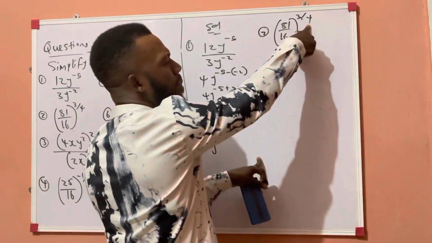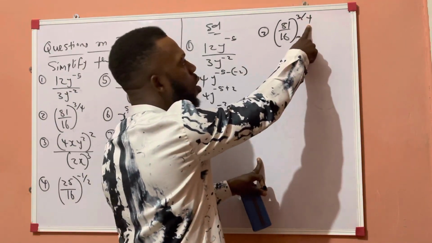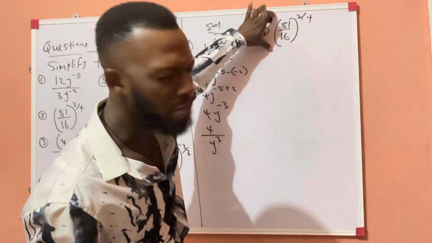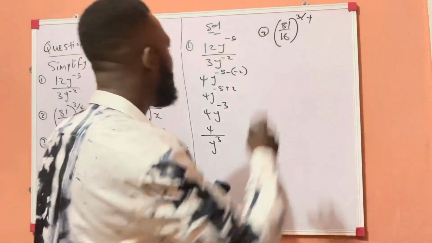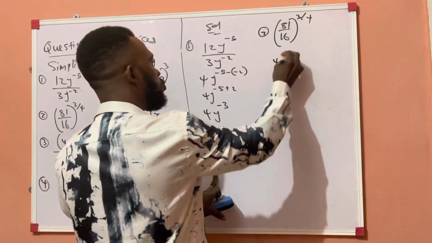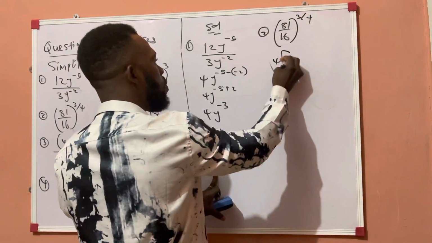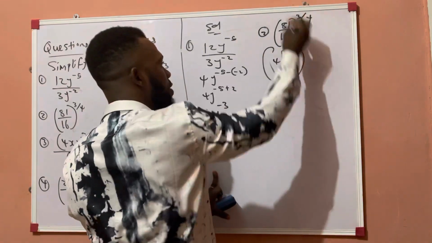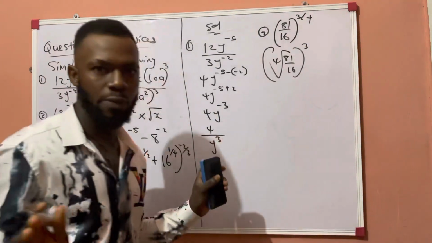Now, automatically my denominator is 4. So it becomes the 4th root of the base. Now you will notice that the base is a fraction, but that doesn't matter at all. So here becomes the 4th root of 81 over 16, raised to the power of the numerator, which is 3. It's as simple as that.